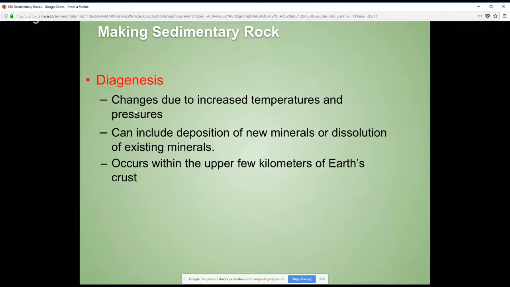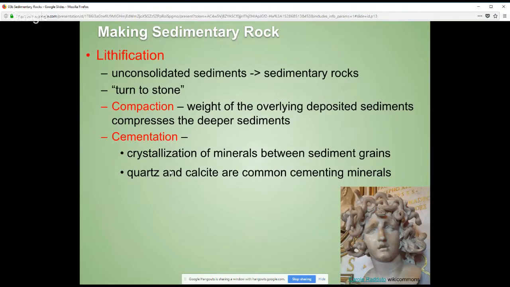So to be more specific, diagenesis includes increased temperatures and pressure, and it can include the precipitation of new minerals and the dissolution of existing minerals. And this usually happens in the upper crust. Lithification, meaning turning to stone, is taking unconsolidated sediments and creating sedimentary rocks from them. And this involves compacting them, squeezing them, the weight of overlying deposited sediments helping in that process, and groundwater moving through that material, precipitating new minerals between those grains to hold them together. Really common cementing agents are quartz and calcite.